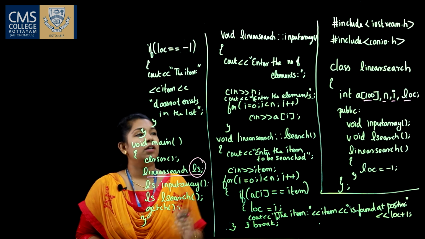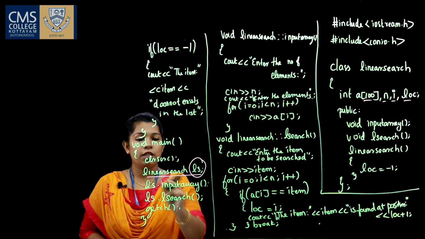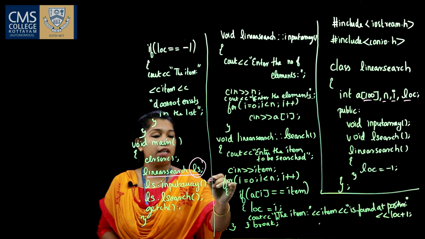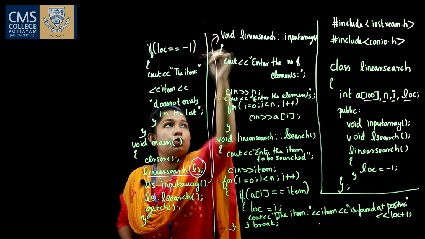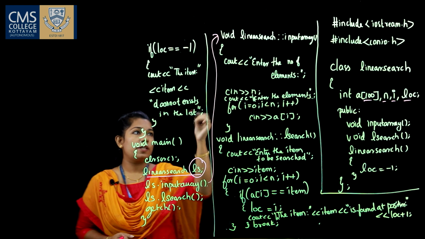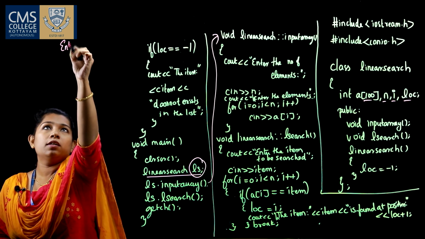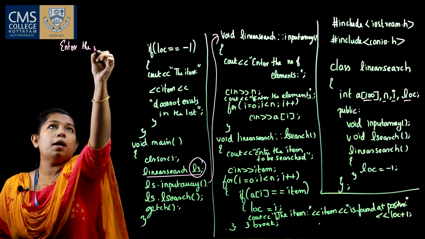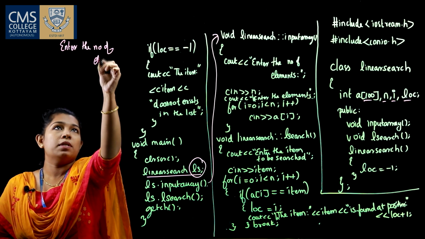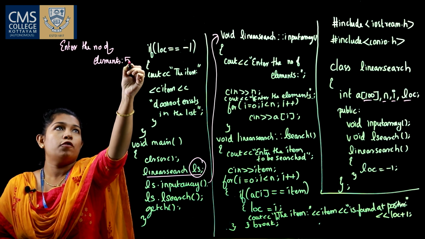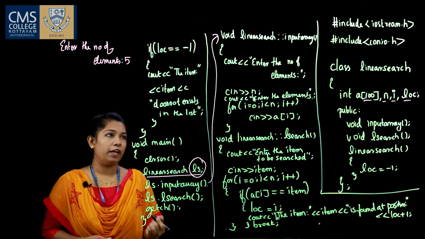So, I am going to insert values for the array. So, ls dot input array. What happens? My control transfers to this member function. Inside the member function I am asking the user to enter the number of elements. For simplicity I am choosing 5.